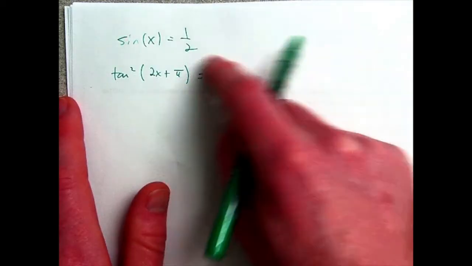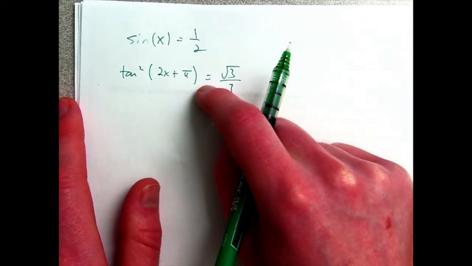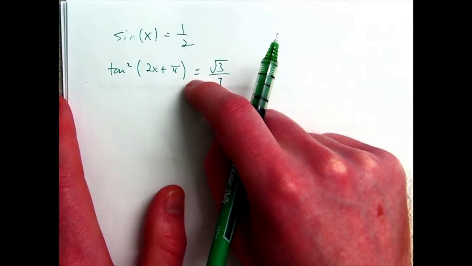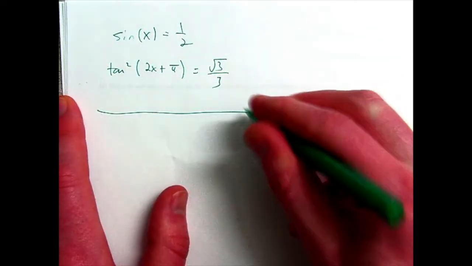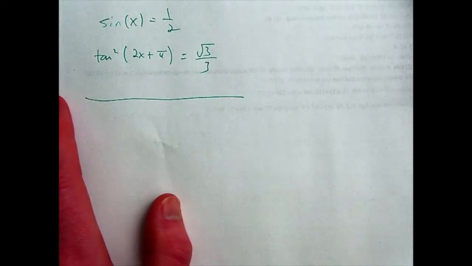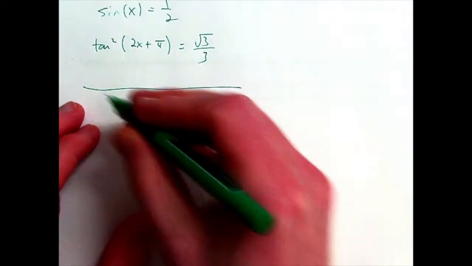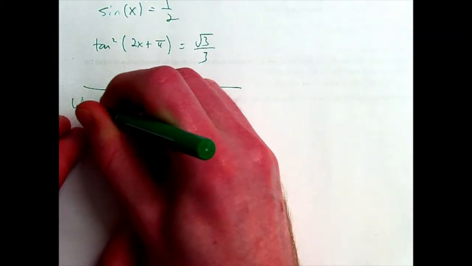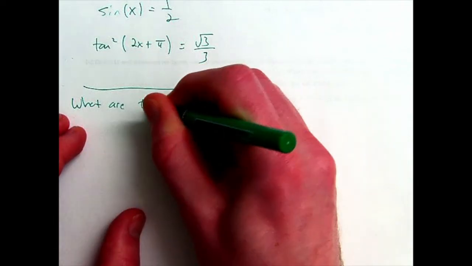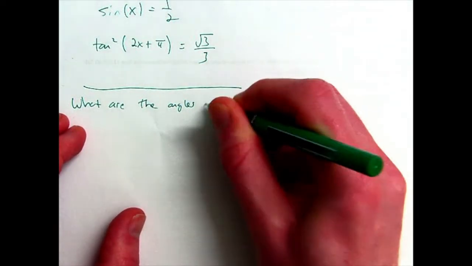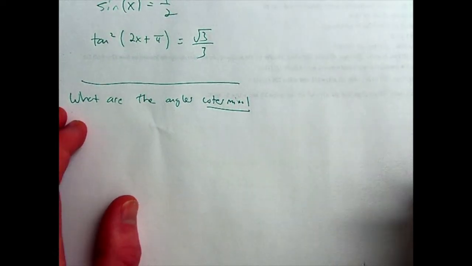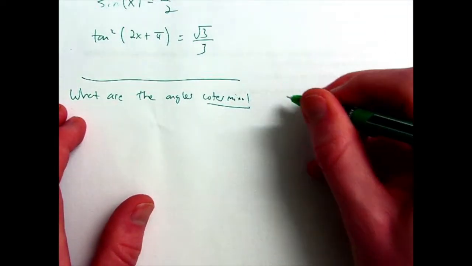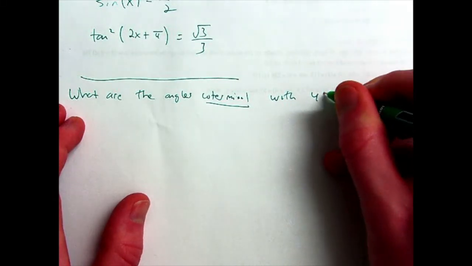Before we can do this, before I tell you how to solve trig equations, we really need to take a brief detour and talk about coterminal angles. Okay, so let's think about coterminal angles for just a second. So here's a question. What are the angles coterminal, and I'll remind you what that means in a moment. What are the angles coterminal with 45 degrees?